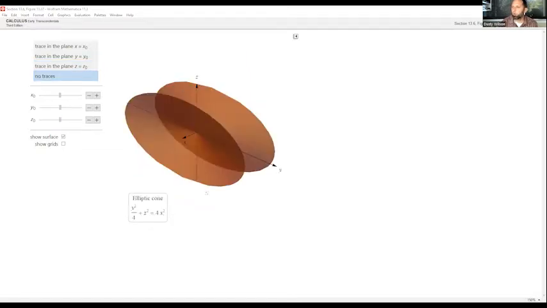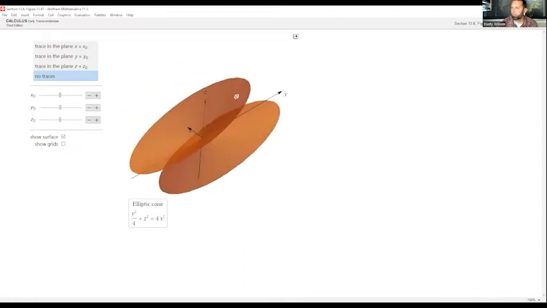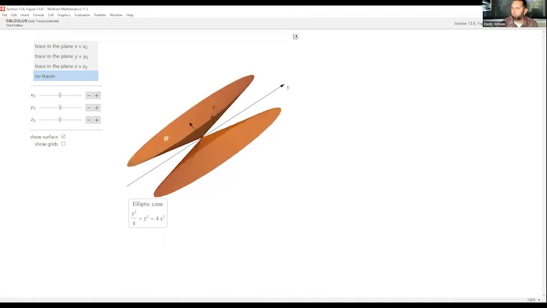Here we have a cone, or an elliptic cone. At first glance, this might not look like a cone, but notice if we rotate it, it's got some cone-like properties.